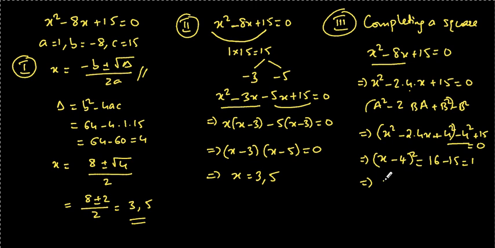So taking square roots on both sides, we get x minus 4 is equal to plus or minus 1. So x is equal to 4 plus or minus 1. We get 3 and 5 as the roots.